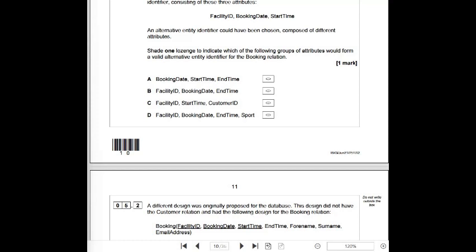If you shade more than one lozenge, then you're just being a plonker. So only shade one. If you shade any more, you're not going to get a mark. You're going to lose 1 mark for being a plonker, which can mean the difference between an A and a B, or a B and a C. If you say facility ID, booking date, end time, that will give you the correct mark. That is the correct one. Okay, so you just shade that lozenge. That's correct. Bosh. Moving on.